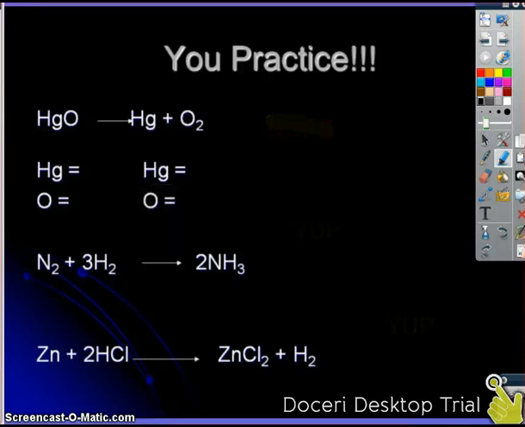Okay, so let's see. On this side we have to count how many hydrogens. So we only have 1. We only have 1 oxygen. Oh, not hydrogen, excuse me. One element. Okay, we only have 1. And then we have 2 oxygens. Okay, so we match right here. Do we match right here? No. So this is not balanced.